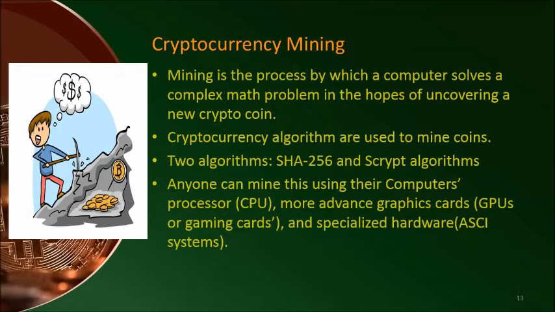Cryptocurrency algorithms are used to mine coins. Two algorithms are in existence, SHA-256 and the Scrypt algorithm. Anyone can mine using their computer processor, the CPU, more advanced graphics cards, GPUs or gaming cards, and specialized hardware, ASIC systems.